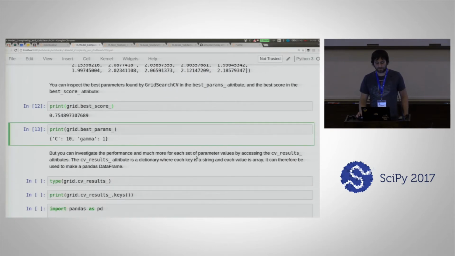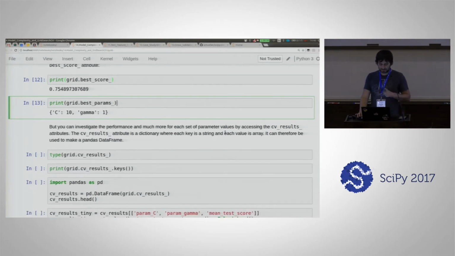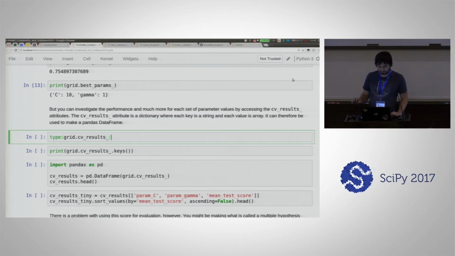And so if I actually want to have a good estimate of how well this model will do in the future, I need to use an additional training test split. Before we go into this, actually, I want to show you how to analyze the results of grid search in more detail.